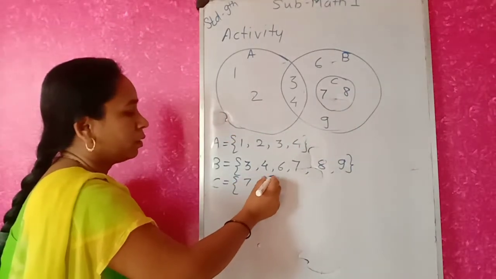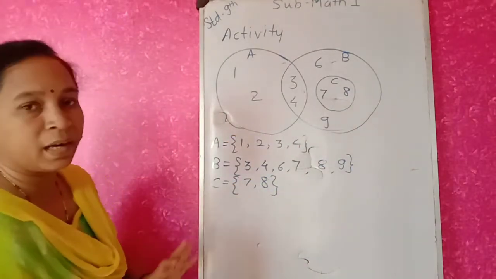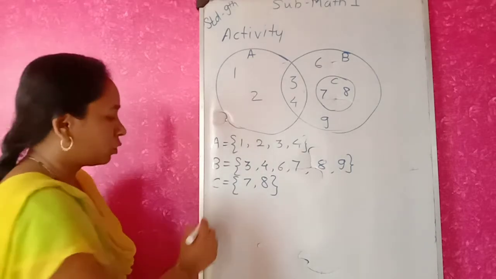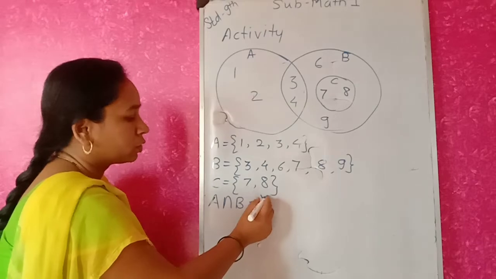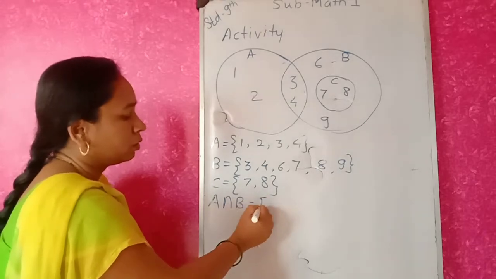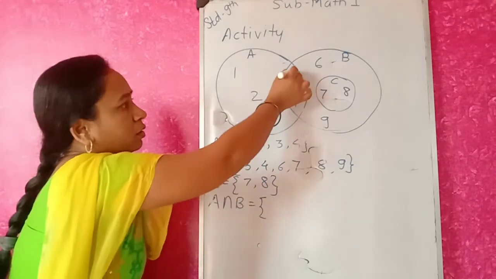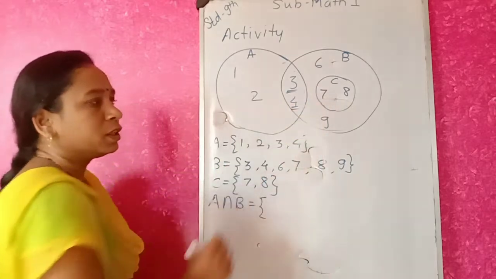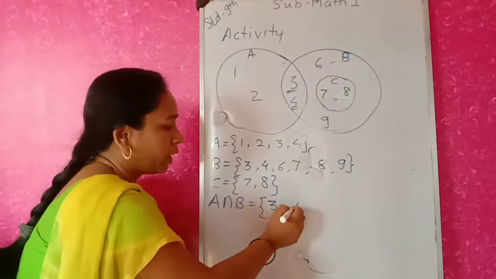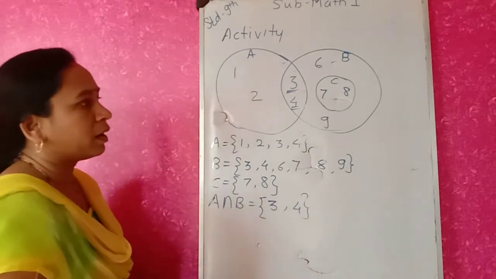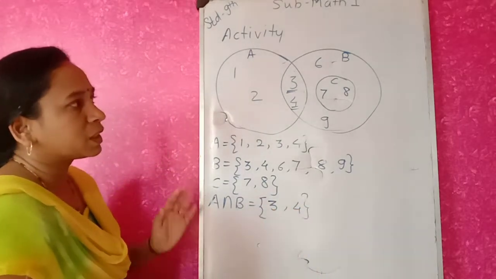Now we'll see A intersection B. Which part will show you A intersection B? Here this part, 3 and 4, shows you the intersection part. So the elements which will come are 3 and 4.